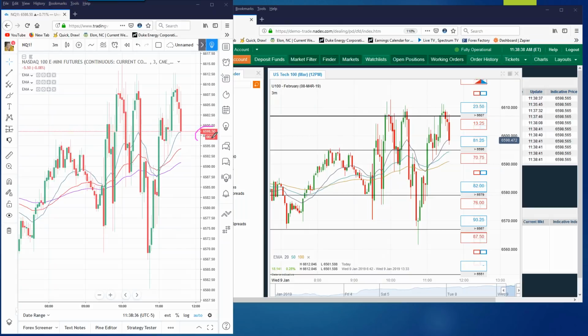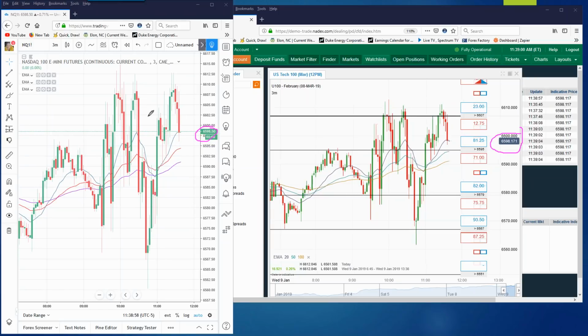So watch this number right here versus this number right here. Usually they're pretty much on point with each other, but it can make a difference in your candlestick patterns. That's the only thing I've ever noticed a potential difference in. Any questions on that?